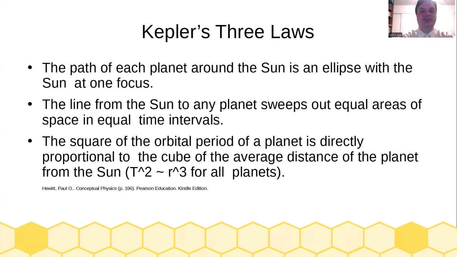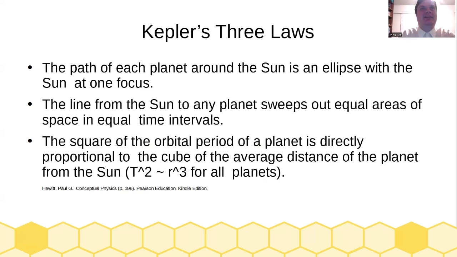equal time intervals. This is a consequence of angular momentum, and I'll talk about it more at length in the coming slides. And then the third law is that the square of the orbital period of a planet is directly proportional to the cube of the average distance of the planet from the sun. So the period squared is proportional to the radius cubed for all planets.